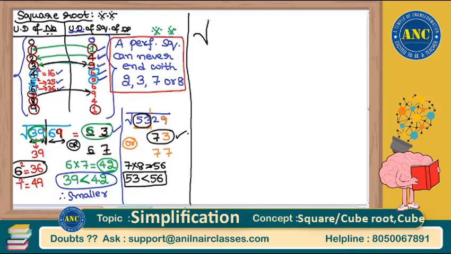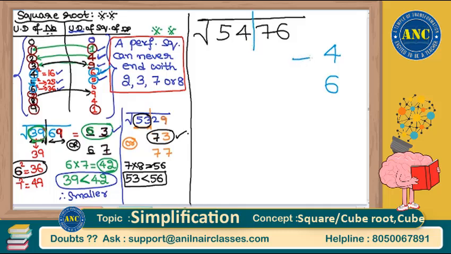Suppose, try to tell the answer for this question: square of 5476. Now again same logic. Any number ending with 6, the answer will end with either 4, because 4 square is 16 ending with 6, or 6, because 6 square is 36 ending with 6. Put a slash. Now my tens place is missing. 54 is what I have, and 54 lies between 7 square and 8 square.